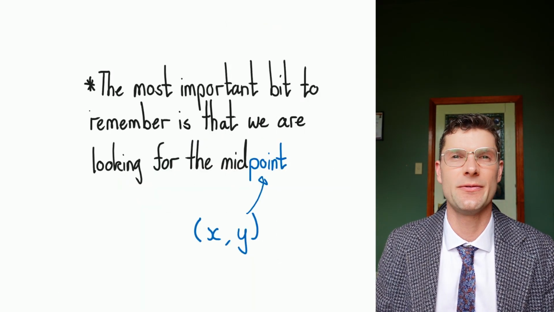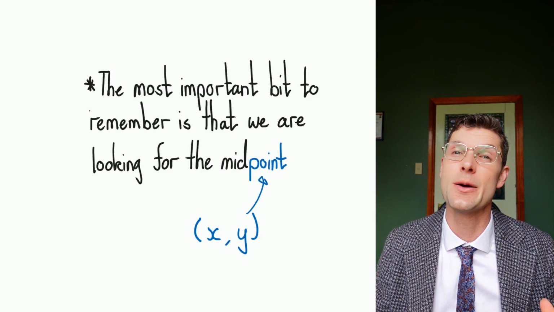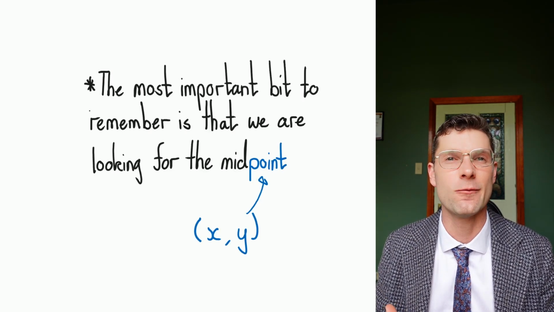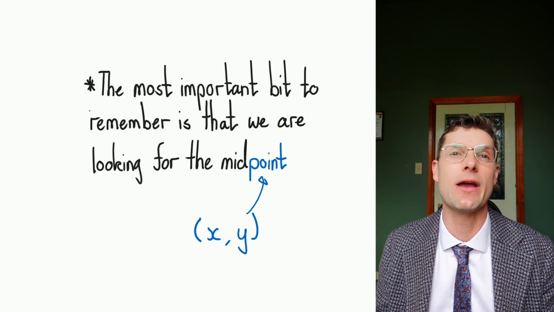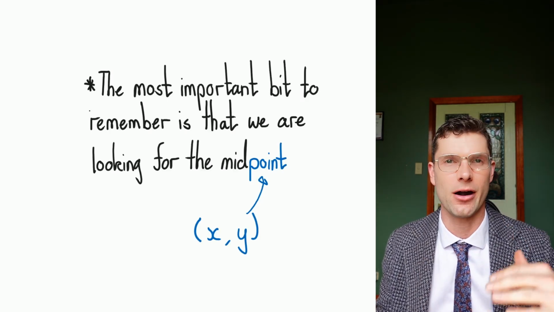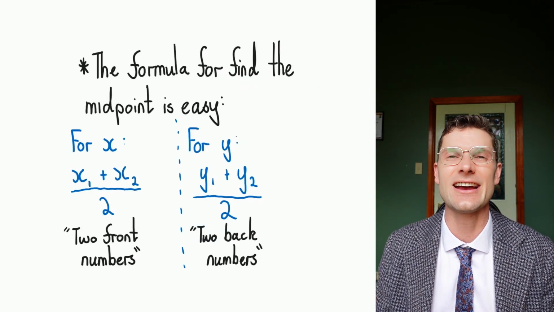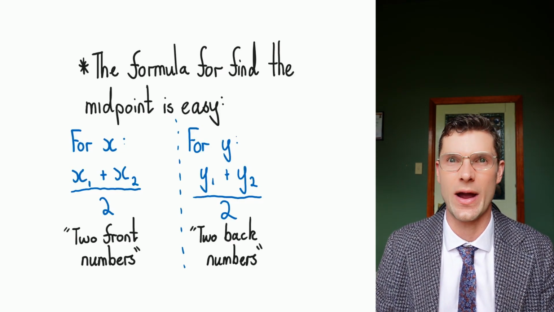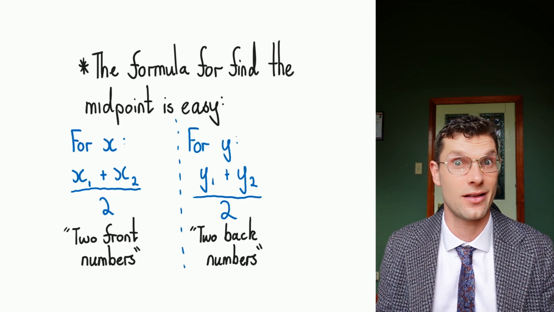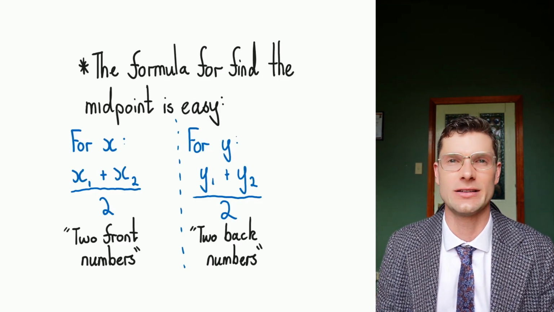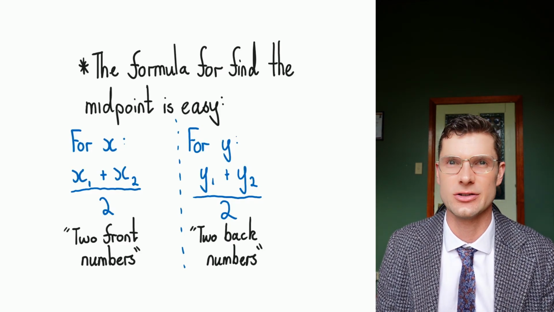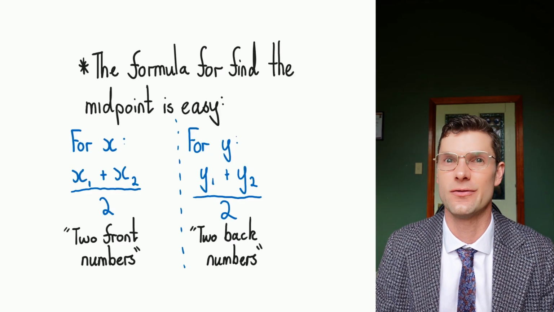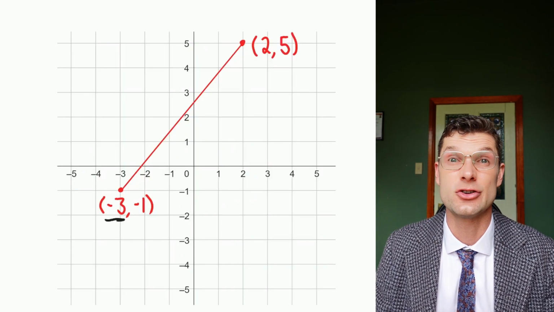Just as a really big pro tip for this, make sure that we are finding a point. It's the midpoint. That means we have to have an x and a y coordinate. You can't just have one answer for this, because we need to know where we are in space. How far across, how far up and down. The formula for finding the midpoint is actually incredibly easy. It looks like there's a lot going on here, but all we're doing is plussing the 2 x numbers together and dividing by 2, that halfway, and also plussing those 2 y points together and dividing by 2. So we plus the 2 front numbers, divide by 2, plus the 2 back numbers, divide by 2, and you'll get your answer. So let's do this for this question.